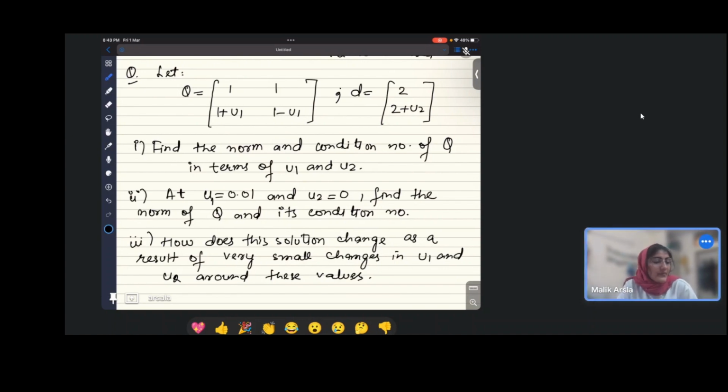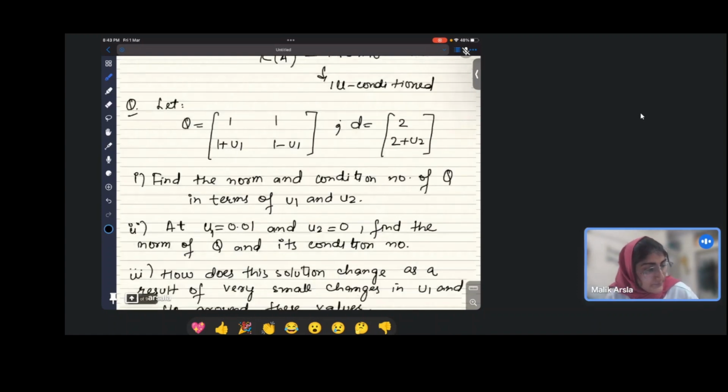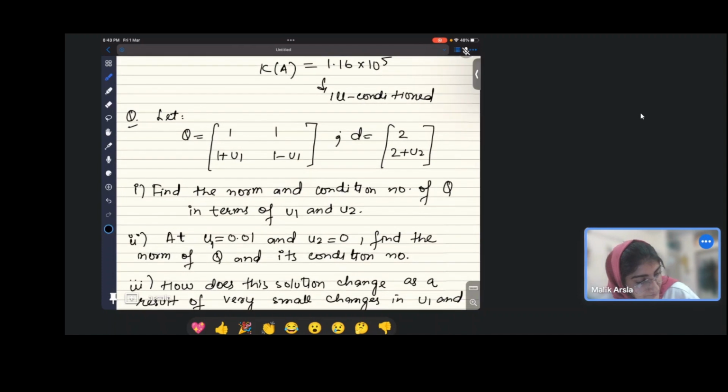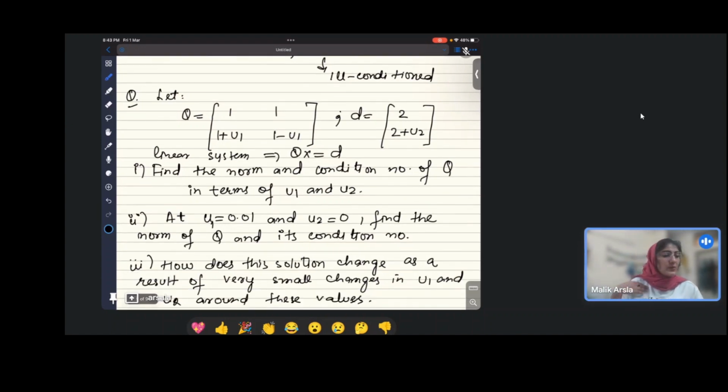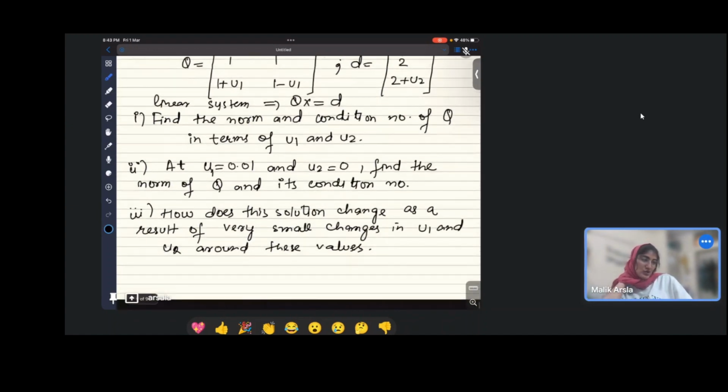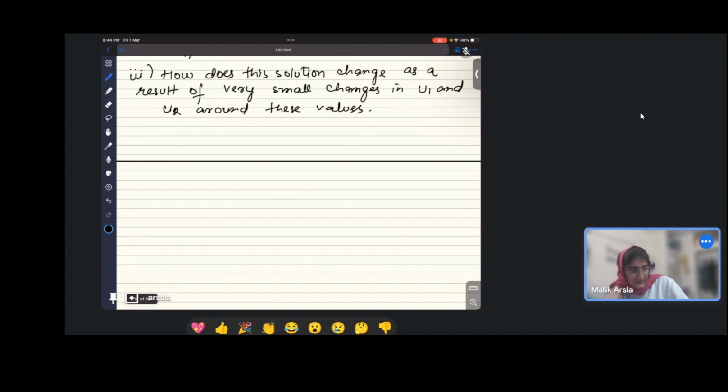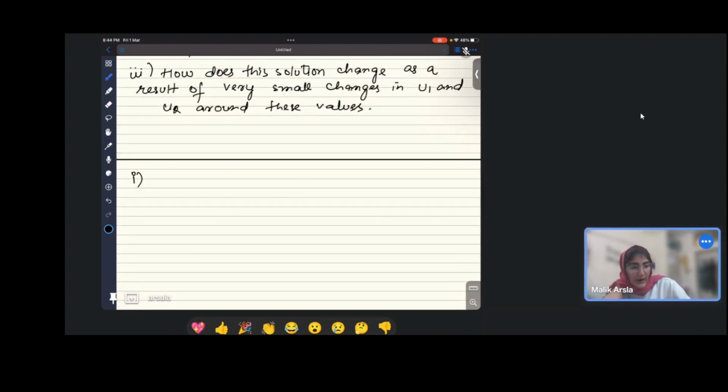So the Q matrix has been given, D matrix has been given, and the linear system is Qx equal to D. For this you have to find the norm and the condition number. So first, how will we do part 1? Find the norm.